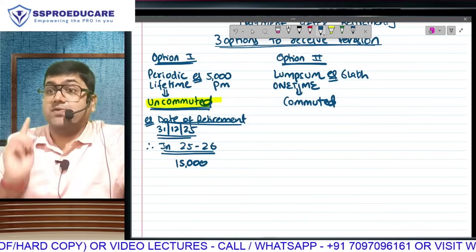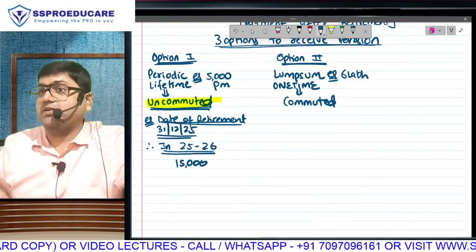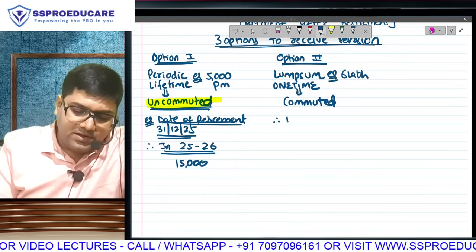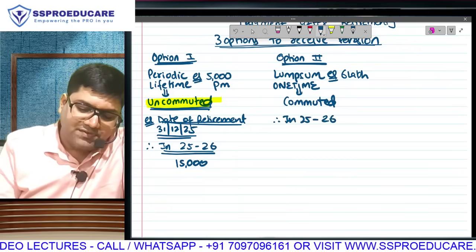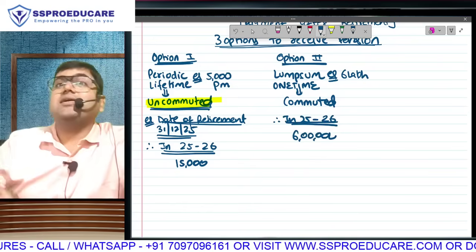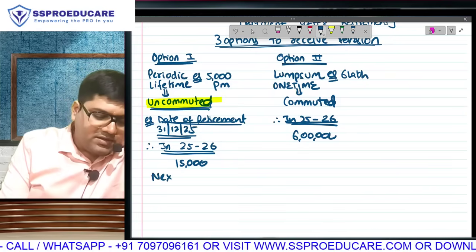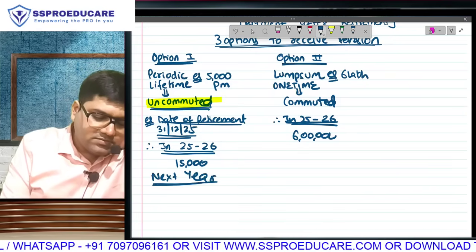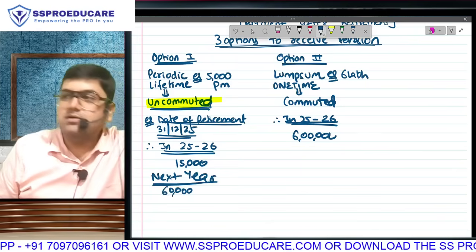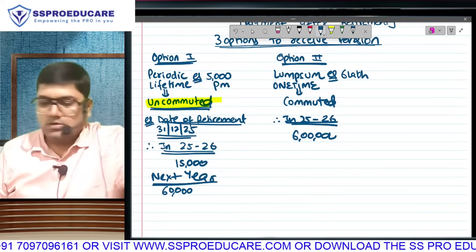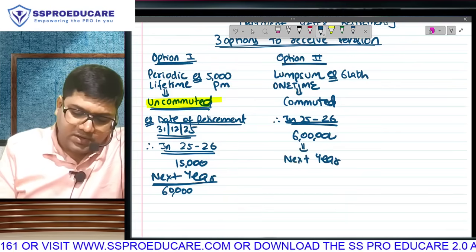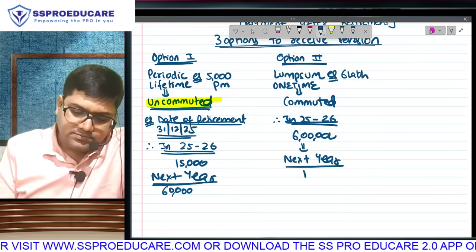Which option to choose is strictly and exclusively a choice of the employee. If you choose this option, so now you will tell me in 25-26 how much pension we will receive? 6 lakh. But now I want to understand how much you are understanding. In the first option, next year will I receive pension? How much? 60,000. And this 60,000 will come till lifetime. And what about this year, next year or year after that or any year? Nil. Correct है?